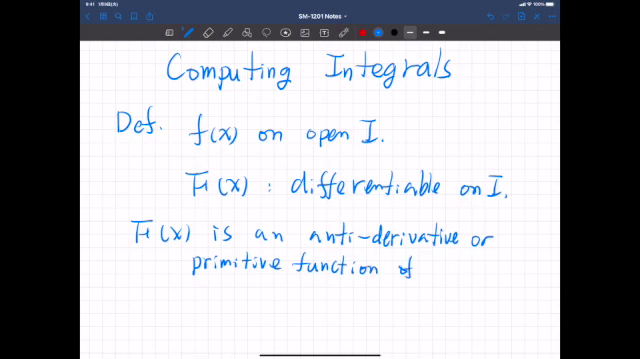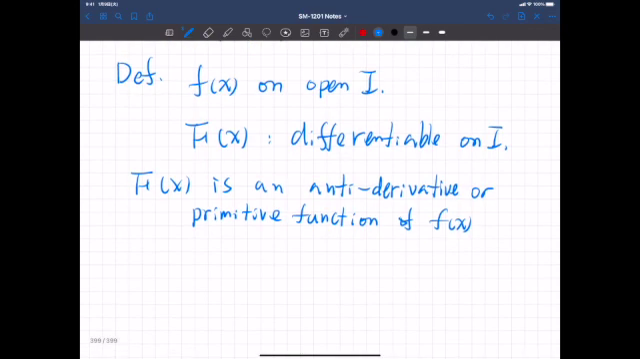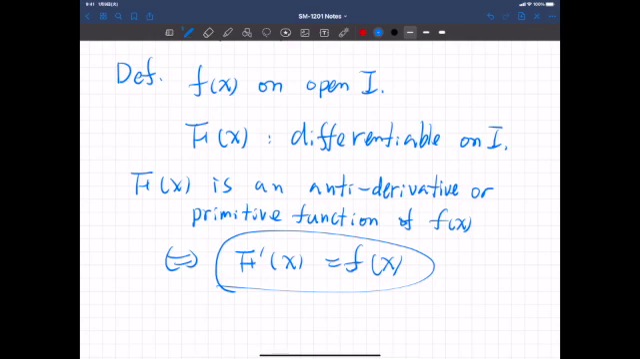Function of lowercase f of x. So we say this if the derivative of capital F is equal to lowercase f. Okay, so if this relationship holds, then we say capital F is an antiderivative or primitive function of lowercase f.